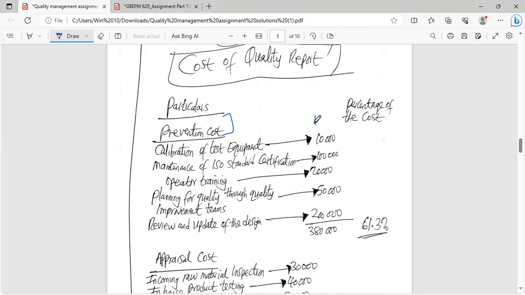These were in Kwacha. Then maintenance of ISO standard certification, which is 100,000. Operator training, which is 20,000. Planning for quality through quality improvement teams, which is 50,000. Review and update of the design, 200,000. So the total of the prevention cost came to 380,000.